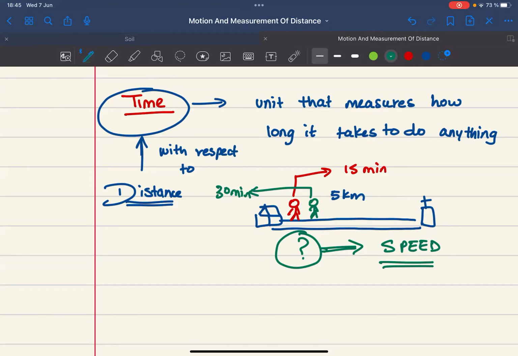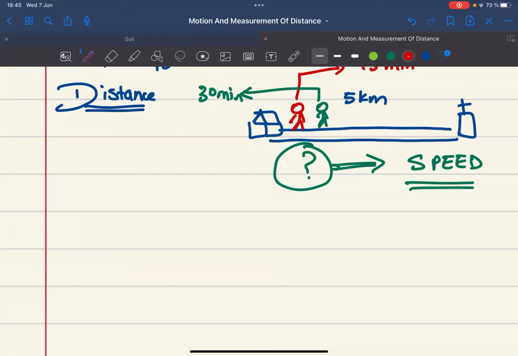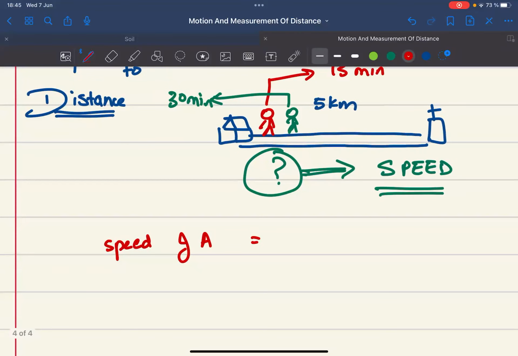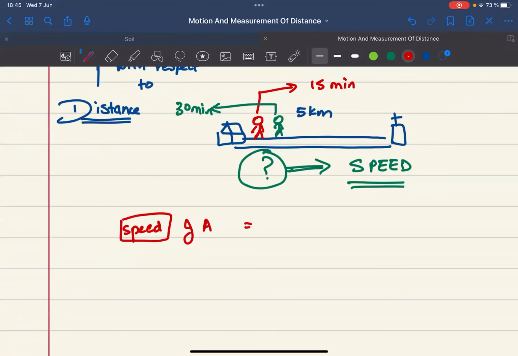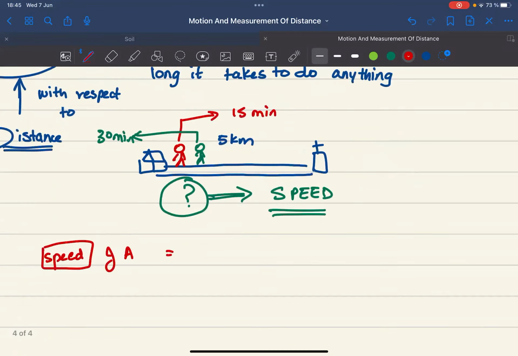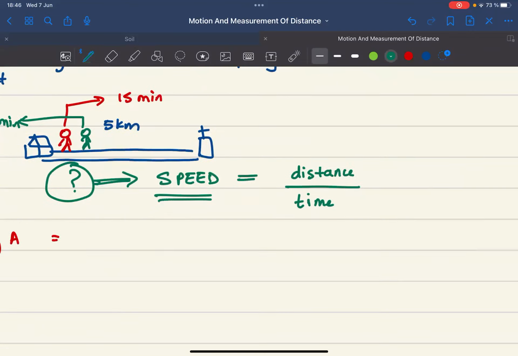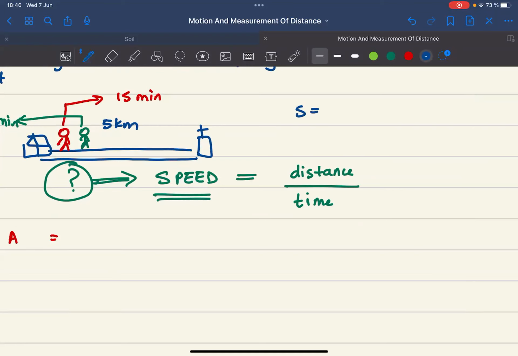Like how long, now let's just calculate the speed of A. Now you're going to find the speed of A. Okay, how will you find the speed of A? So speed formula, this is something you have to remember. It's very important. Speed is equals to distance divided by time. All right. Or you can write it as S is equals to D by T.